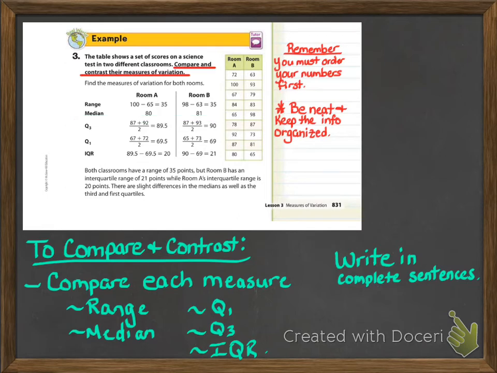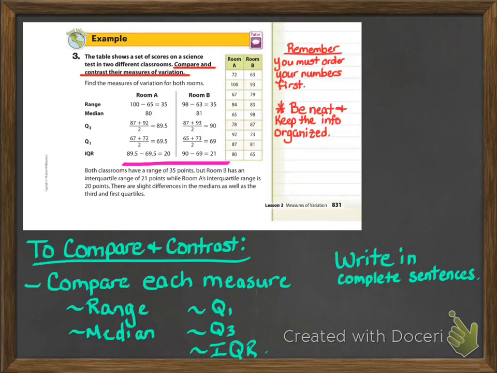Now they went ahead and found the third quartile, 89.5 for room A, 90 for room B. Then you're doing the same thing with the first quartile, 69.5 compared to 69. And then you find your interquartile range. So you found 20 for the first room, 21 for room B.